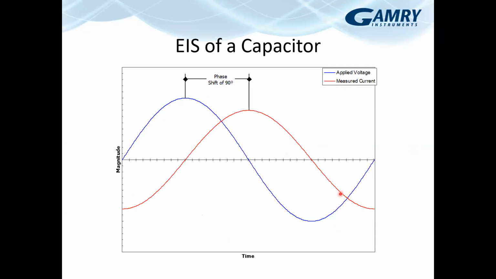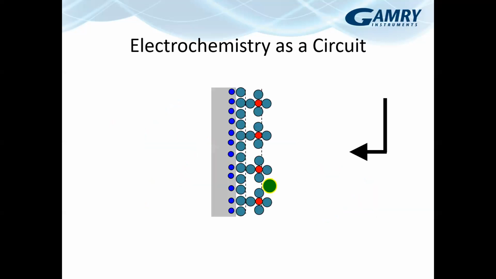For a capacitor, we have a 90-degree phase shift between the applied signal and the measured response. But, and that's again just taking a look at what that is, so those are the elements. What does that mean for electrochemistry? So that's the physics. That's what these different elements are doing.